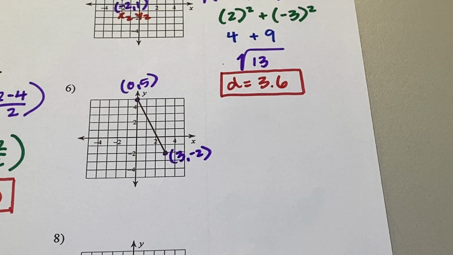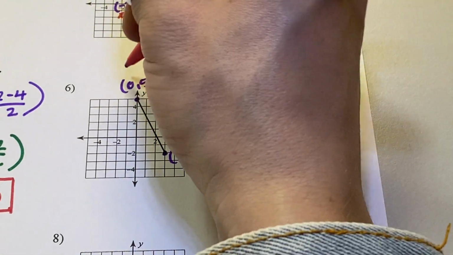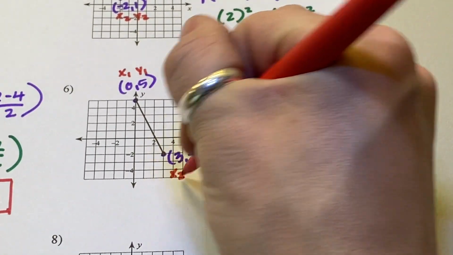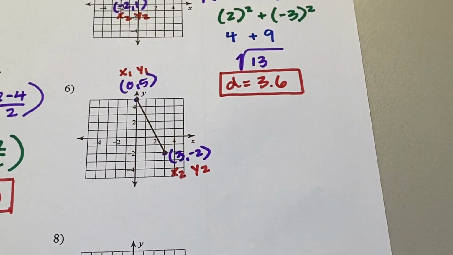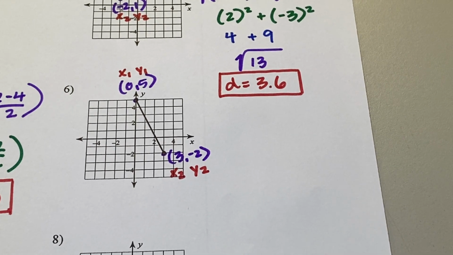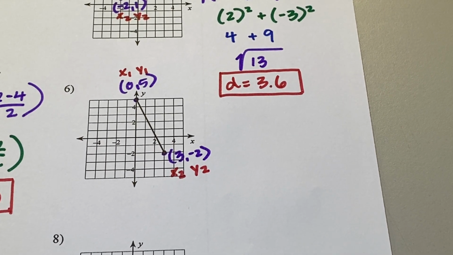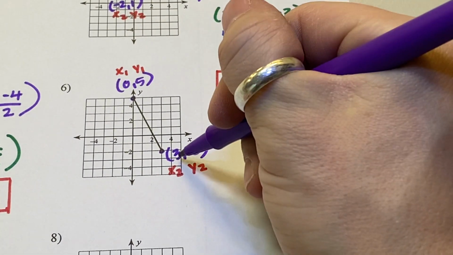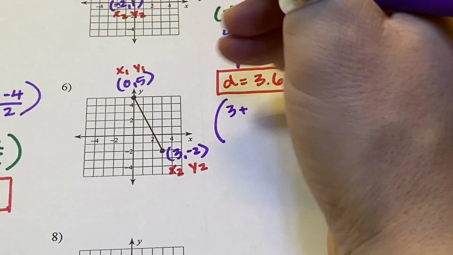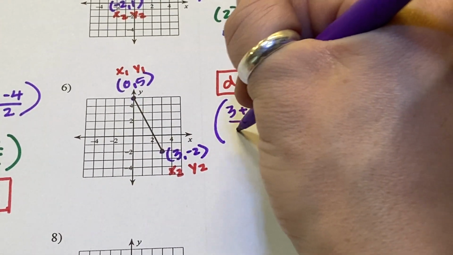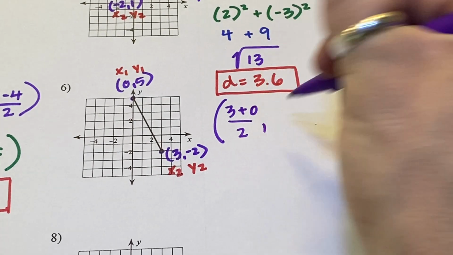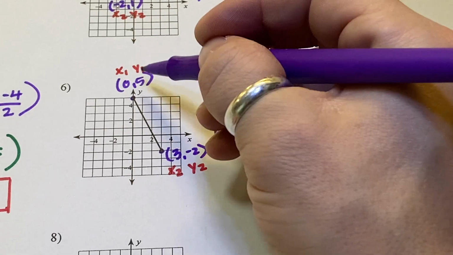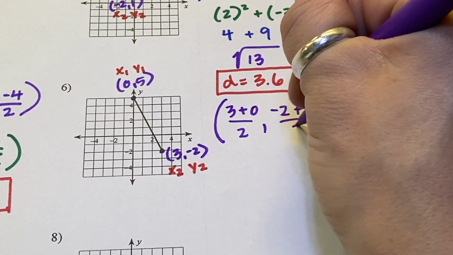Okay, just choose which one's your first one and which one's your second one. I'll just choose this one as my first. So x1, y1. That means this guy's my second. x2, y2. Cool. Let's plug it into our formula. Here we go. Parentheses. x2, 3, plus x1, 0, divided by 2. Comma, y2, -2, plus y1, 5, divided by 2.